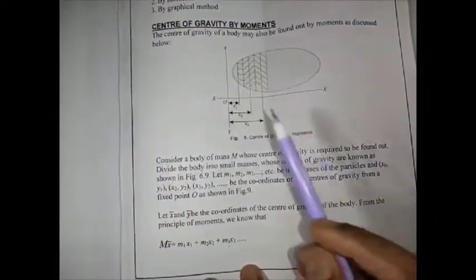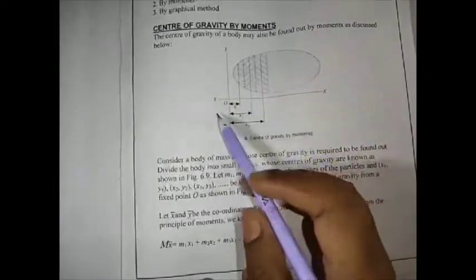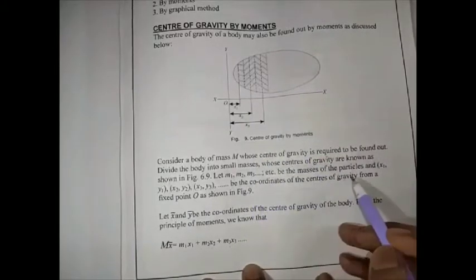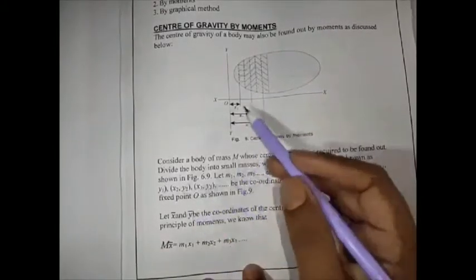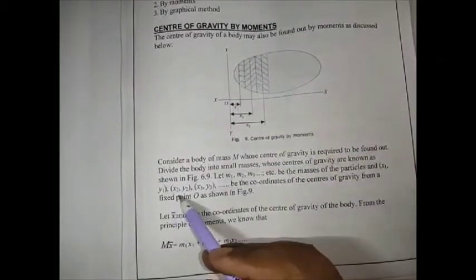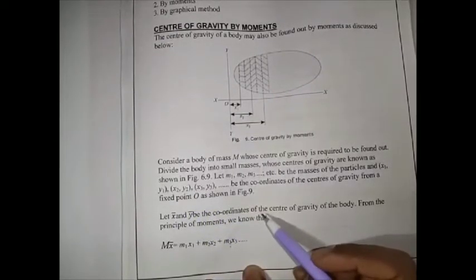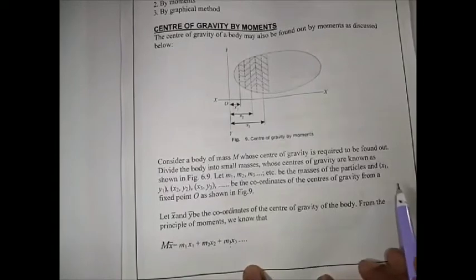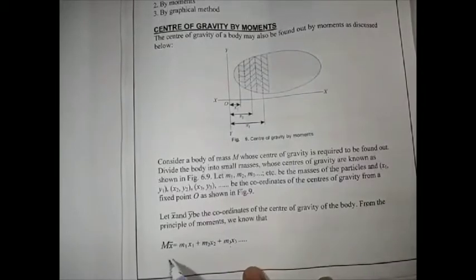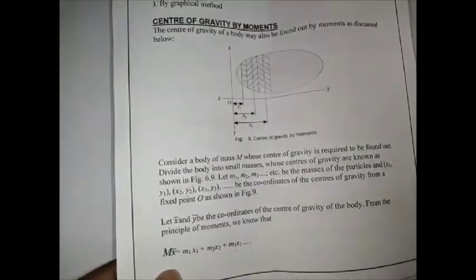For this, center of gravity by moments, this is the lamina, this is the x-axis, this is the y-axis. m1, m2, m3 etc. are the masses of particles, with coordinates x1 y1, x2 y2, x3 y3 from point O. From the principle of moments, we know that the total moment is equal to what? m1 x1 plus m2 x2 plus m3 x3. So what do we get?